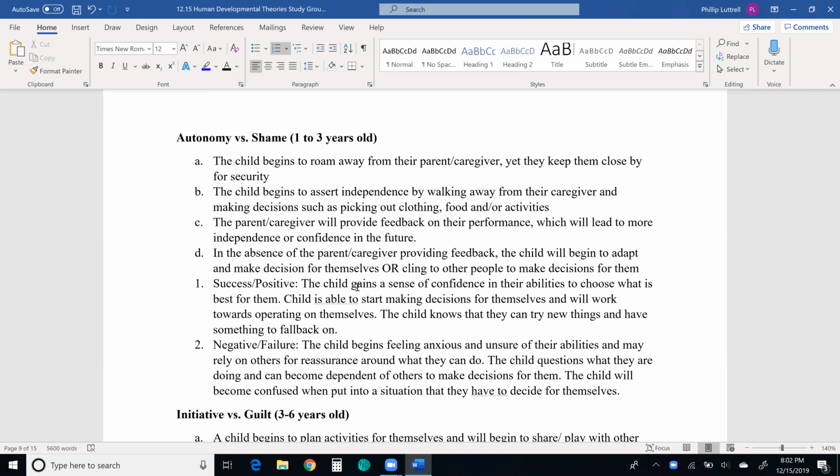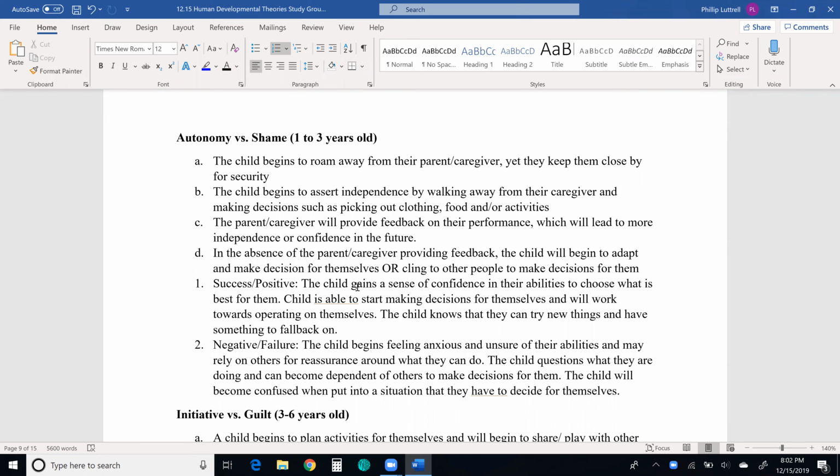So the child begins to assert independence by walking away from their caregiver and parent and making decisions such as picking out their clothing, food, what activities they want, and what preferences they have. But at the end of the day, they're going to fall back on their parent for feedback based on what their choice is, which could lead to them having more confidence in the future if they receive positive feedback. If they receive no feedback in general, they could have shame or codependency in the future.